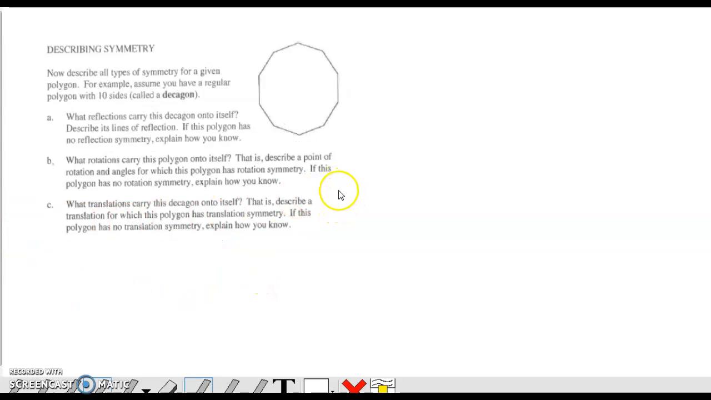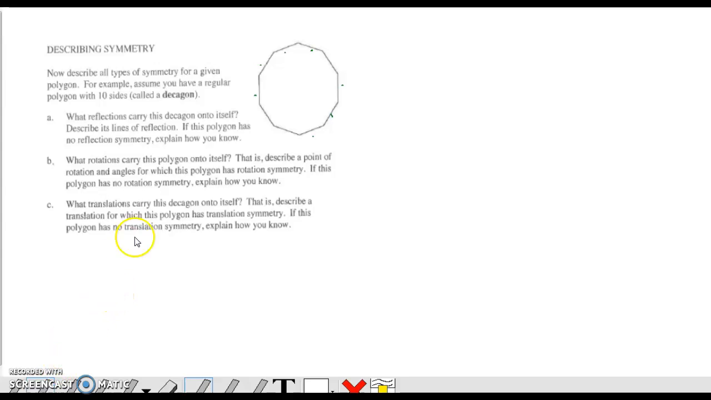Okay, so again, let's describe some symmetries. All types of symmetry for a given polygon. So here's our polygon. This is an example of a 10-sided polygon, aka a decagon. It's a regular decagon, which means that all of these sides are going to be equal to each other. So I want you to pause the video and try to answer A, B, and C's questions in regards to this decagon. And I'm going to help you erase these lines, so that if you want to trace this from your computer, you can.